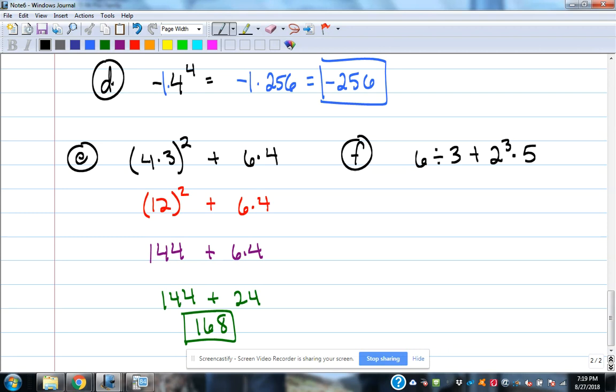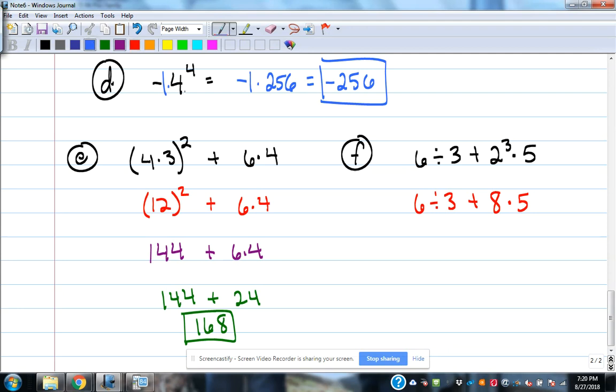Parentheses are none. So next step, exponents. Okay, so there's an exponent. I see one of those. So 6 divided by 3 plus 2 cubed. 2 times 2 times 2. 8 times 5. Okay? After exponents are multiplication and division, left to right. Which one happens first? Division on this one because it's first. It's left to right. 6 divided by 3.